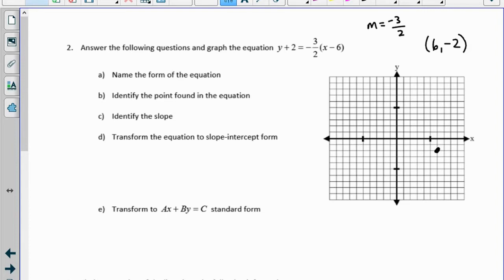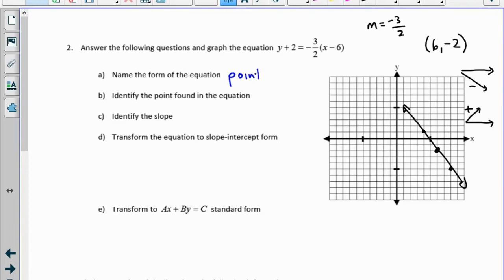So I can either go up 3 and to the left 2, or I can go down 3 and to the right 2, and that will represent a negative slope. Notice a negative slope, if you are running from, just pretend you're running from left to right, a negative slope is going to make you go down the hill. And if you're running from left to right, a positive slope will make you go up the hill. So those are things that you can kind of remember using slope. So that is the equation of the line, and I cannot draw the line very well, but there it is.